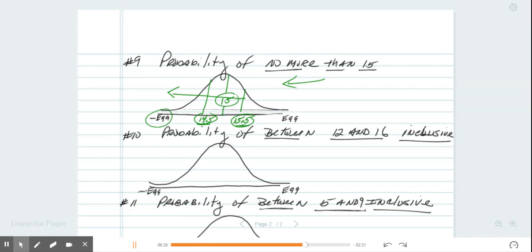And then you would find mu and sigma. The calculator would do it. But right now, all I'm concentrating on is which way we're going, left and right. Are we including some numbers or not?